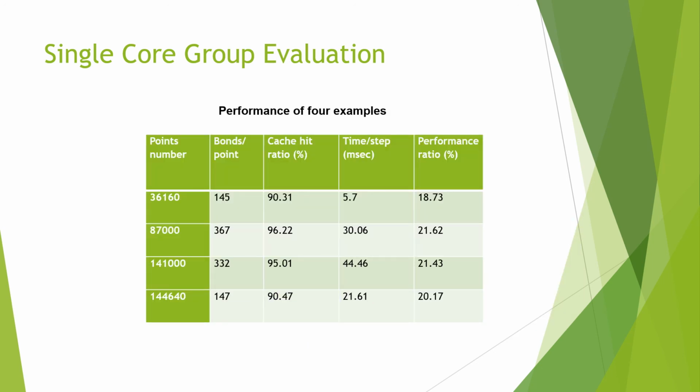Here we show the performance results got by running our application with 4 examples on one core group. The cache hit ratio achieves more than 90% on all 4 examples. The best performance achieves 21% of the peak double precision performance.